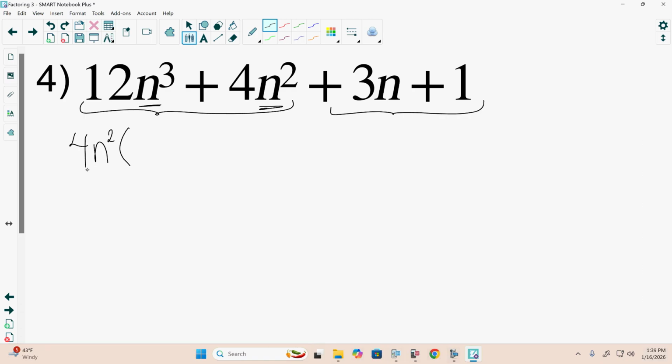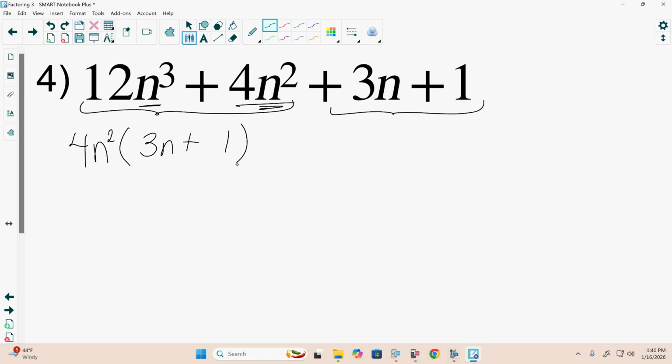If we factor 4 out of 12, 12 divided by 4 is 3. If we factor the n squared out of n cubed, we take 2 away from 3, we're left with 1. So 12n cubed divided by 4n squared leaves us with 3n. Now we can do the same thing with 4n squared. We can factor 4n squared out of 4n squared. Well, actually, we're just dividing it by itself, yes? Which is going to give us 1.